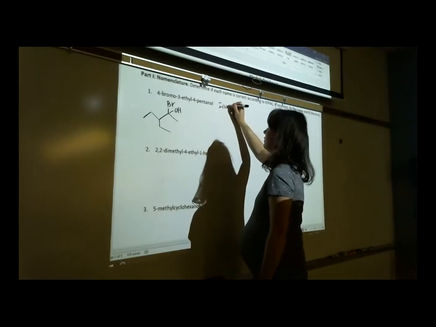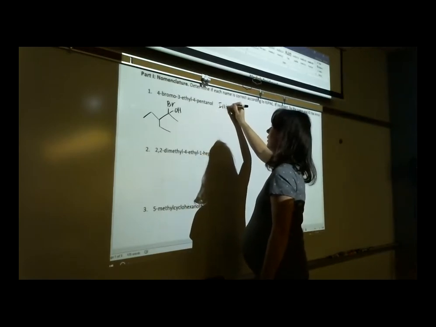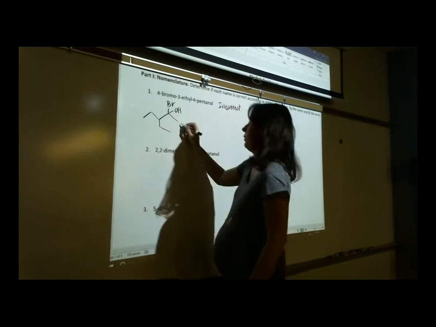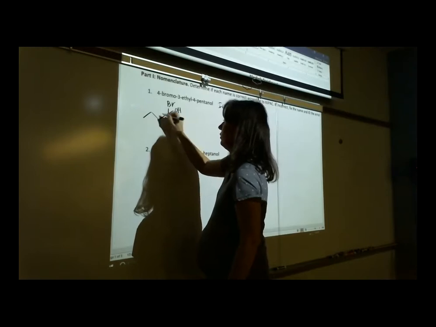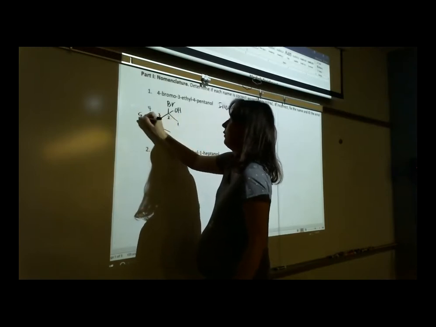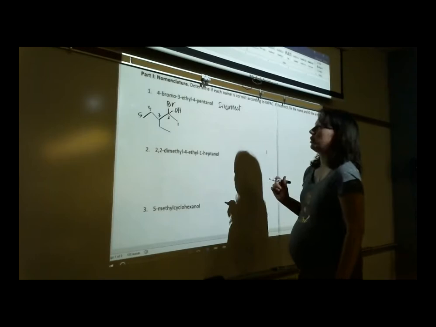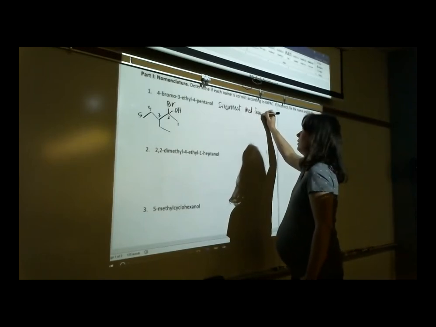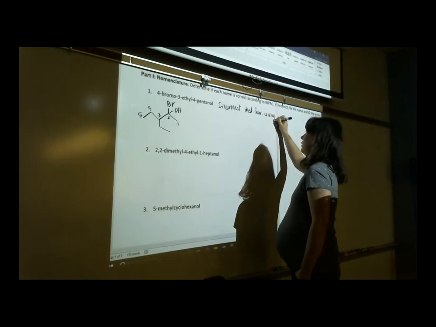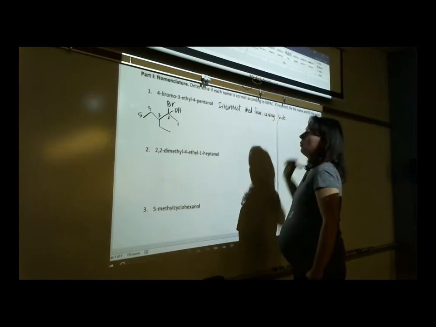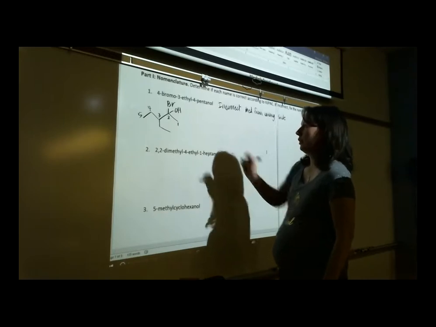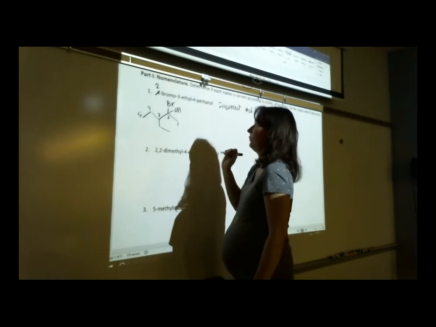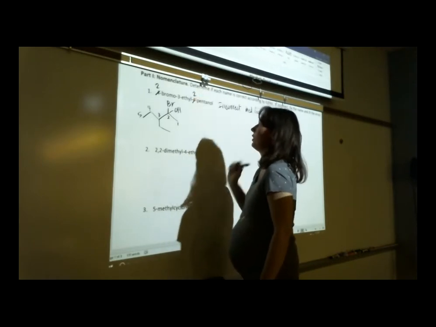What mistake did the student make? Numbered from the wrong side. Right. Numbered from the wrong end. We should number here, right? 1, 2, 3, 4, 5. So what should the name be? 2-bromo, 3-ethyl, 2-pentanol, right? They just numbered from the wrong side.